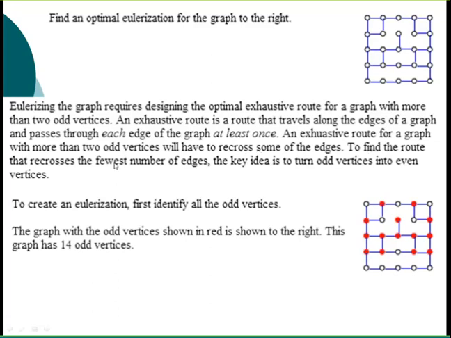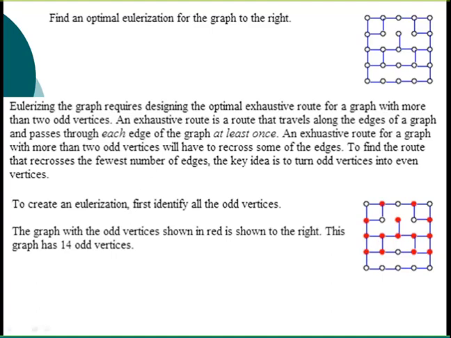An exhaustive route for a graph with more than 2 vertices will have to recross some of the edges. So this one's a little bit different definition. We're allowed to recross things, and we're going to have to actually add things. You're going to have options to add in vertices.